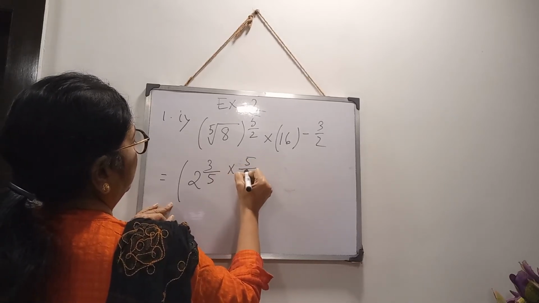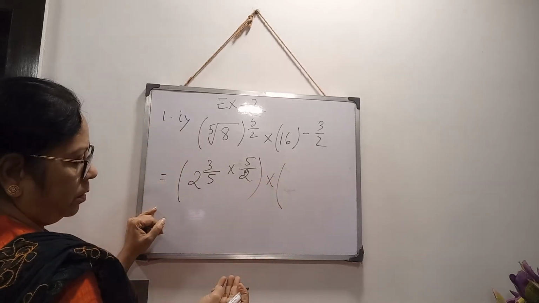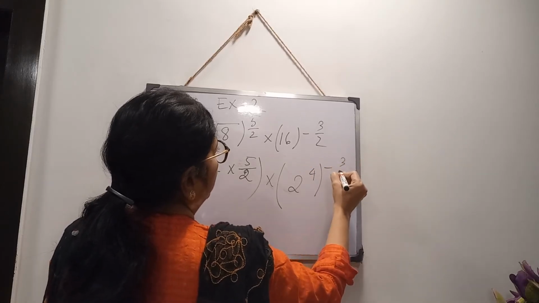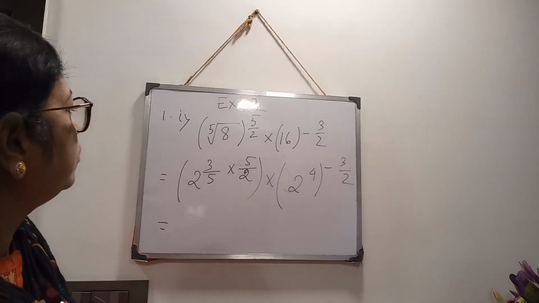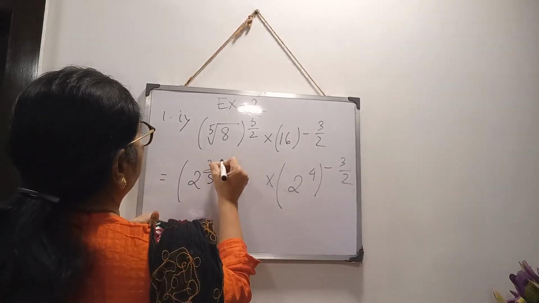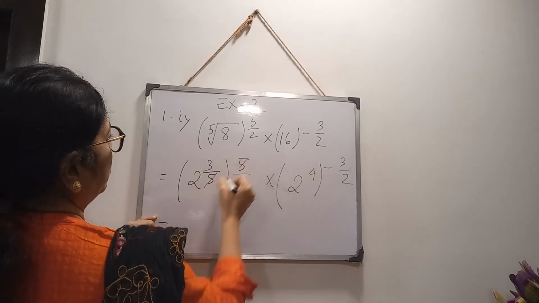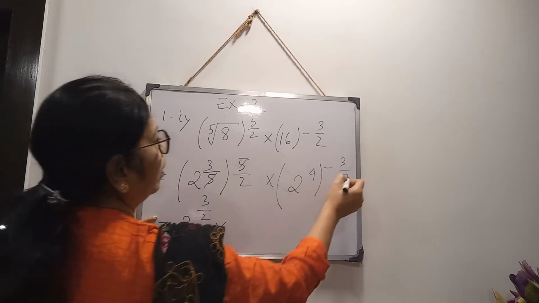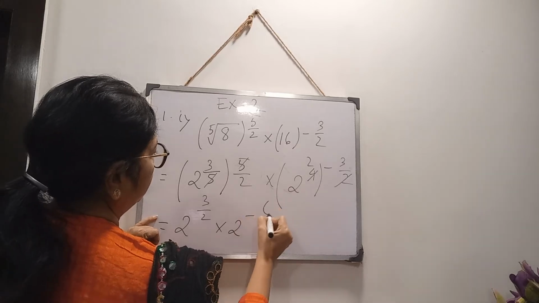Clear? 5 by 2 into 16 means 2 to the power 4 into minus 3 by 2. Or here 5 by 2 you can write outside of the bracket also. Okay, I am writing outside. 3 by 5 into 5 by 2. Now these 5 and 5 will be cancelled out. So 2 to the power 3 by 2 into this and this. So it is coming 2 to the power minus 6.